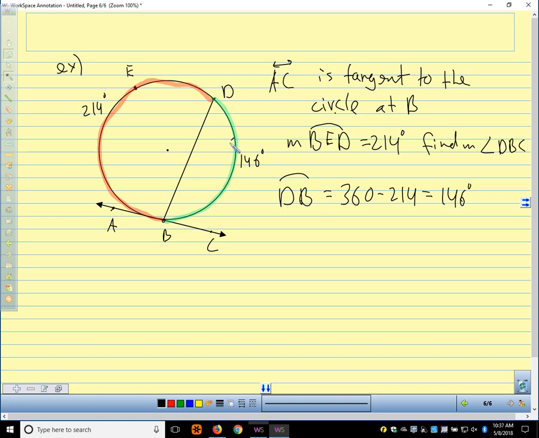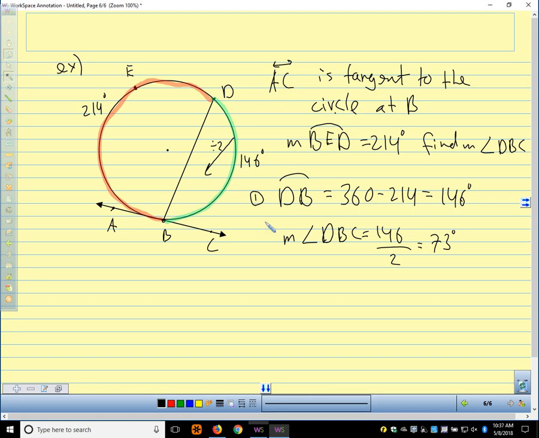And now to go from the arc to the angle, what do we do? Since the vertex is on the circle, divide by 2. So the measure of angle DBC is 146 divided by 2, which is 73. So that's the first method that I thought of.